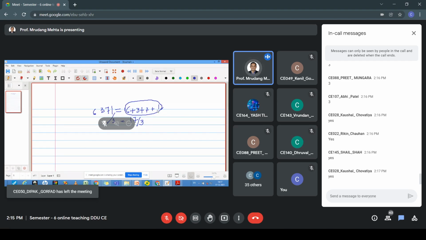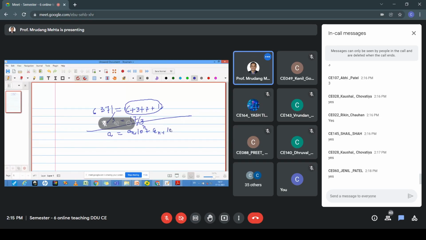So if we have A, suppose we generalize, we take A. So can we rewrite A as an 10 raised to n plus an minus 1 10 raised to n minus 1 plus a1 10 raised to 1 plus a0 10 raised to 0. Can we rewrite it like this?